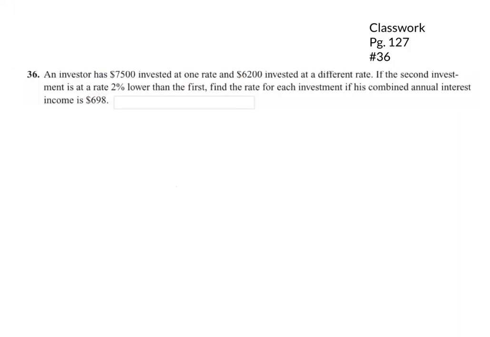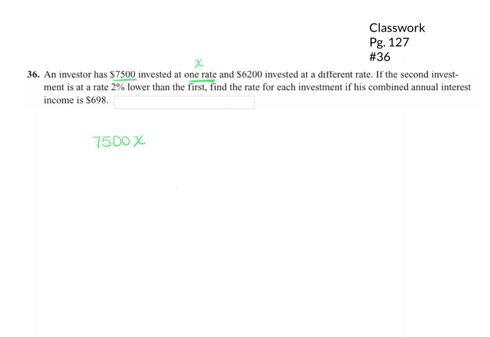All right, let's talk about this. He invested $7,500 at one rate. Do we know what that rate is? Do we know the rate? No. We're going to write a variable for that, okay? So we know that we're going to take that $7,500 and multiply it by the rate to get how much he earned there. All right?